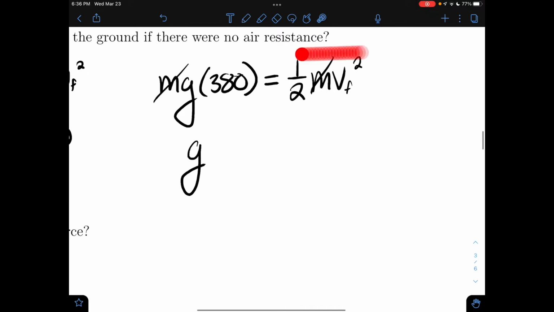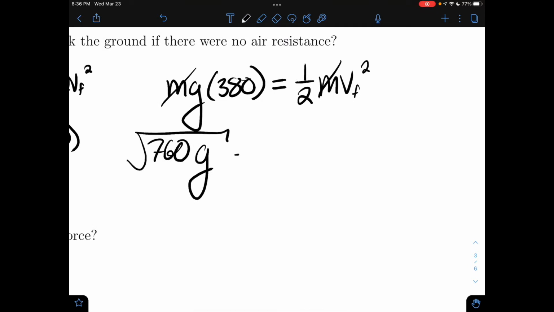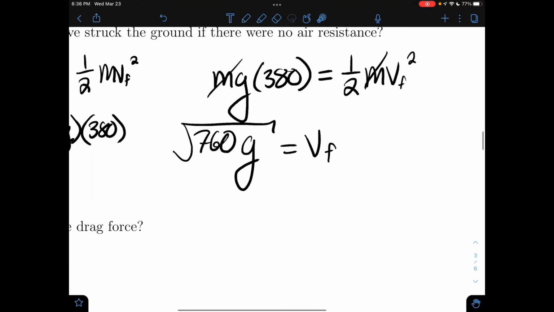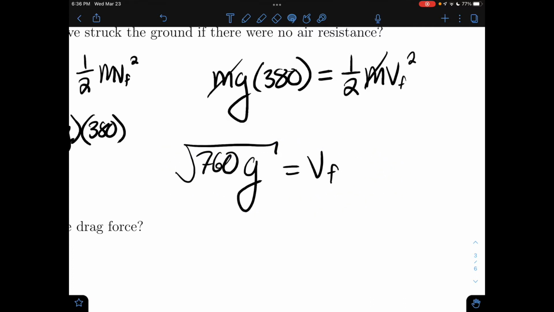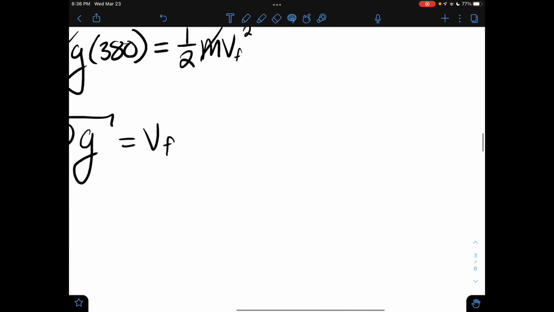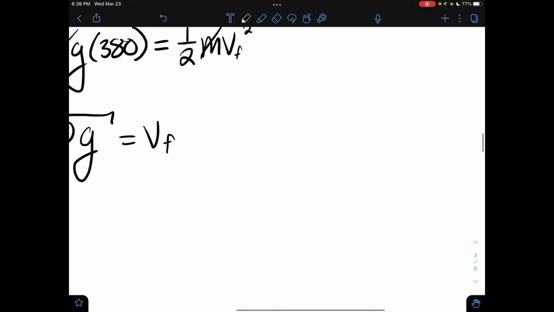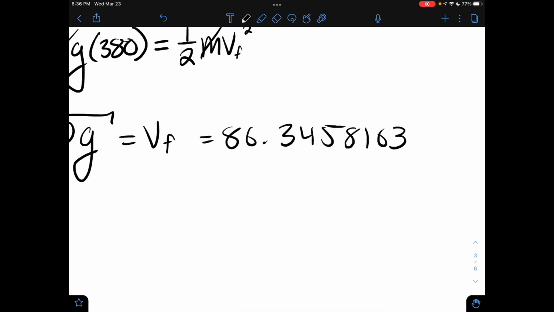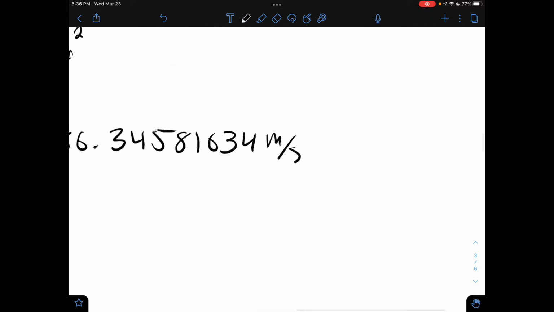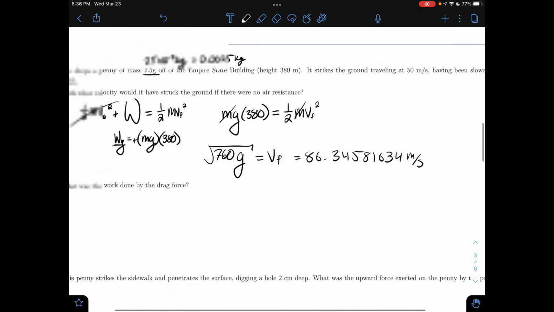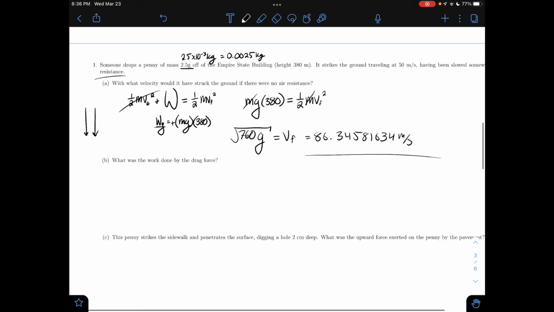So now I'm going to solve this thing for this v final. So I'm going to get 380 times 2, 760 times g, and we take the square root. That's our v final. And if I punch this into my calculator, right, it's going to give me 86.34581634 roughly meters per second. And we kept everything in base units, so it all works out in the end.